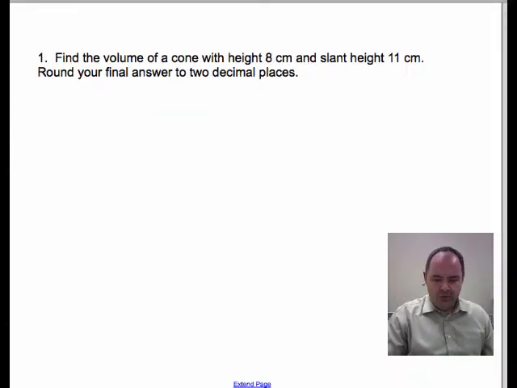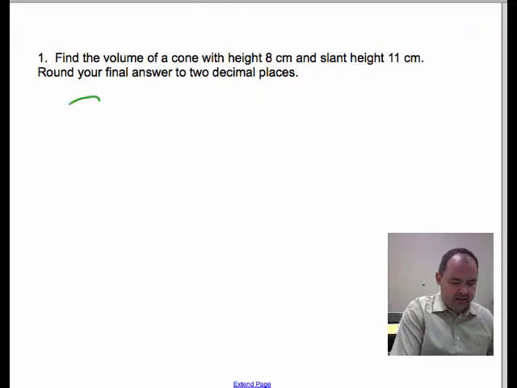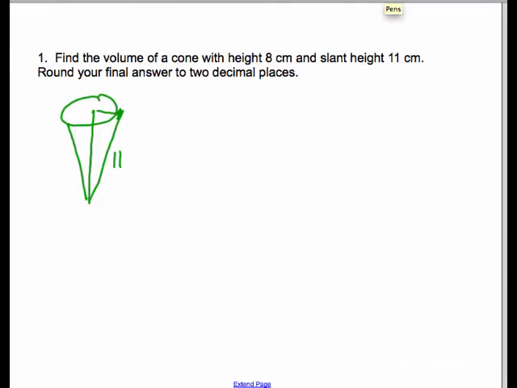Okay, let's take a look at 2 examples. So the first example, we have the volume of a cone. We want to find the volume of a cone with a height of 8 and a slant height of 11. Alright, so I'm going to draw my cone. Slant height, this distance here would be 11, because remember my height, which is always the vertical height, is at 90 degrees to the base. This is what we don't know in this case.